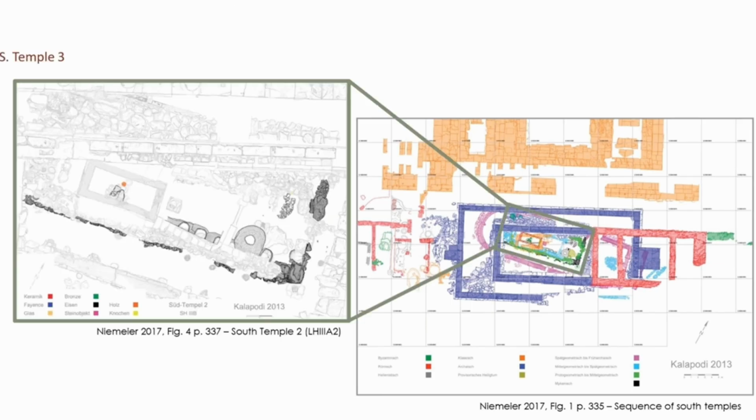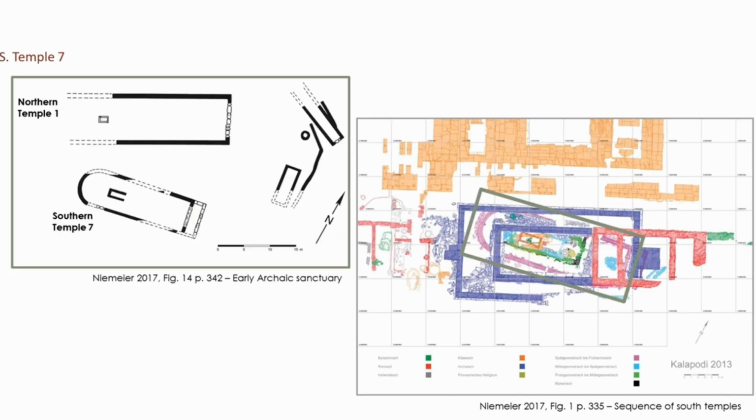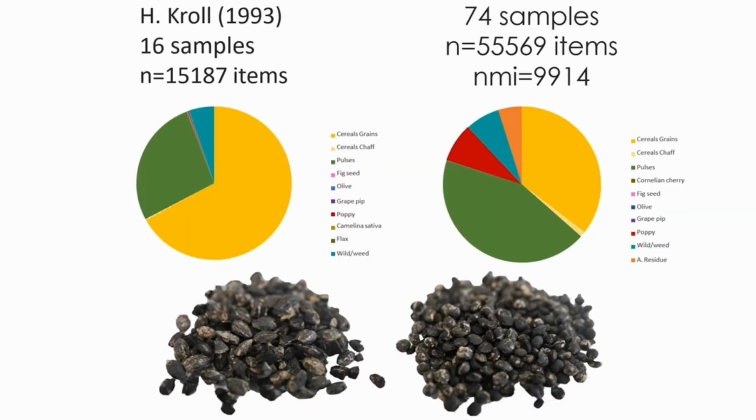So here you can see South Temple 2, how it looks. And this is the early Archaic with the eschara and then different temples. And very luckily, the Kalapodi sanctuary has been sampled for plant remains since 1993 by the late Helmut Kroll. And then in the new excavations, I was in charge of the plant remains. What is very interesting is the very well preserved concentrations of plant remains. It's not one seed here, one seed there, which is indicative of food refuse, but you have stored crops, mostly cereals and pulses, but I'll come back to that.